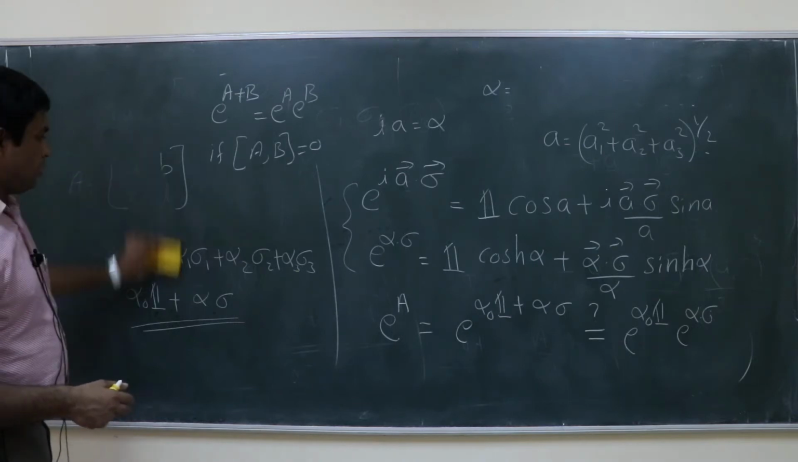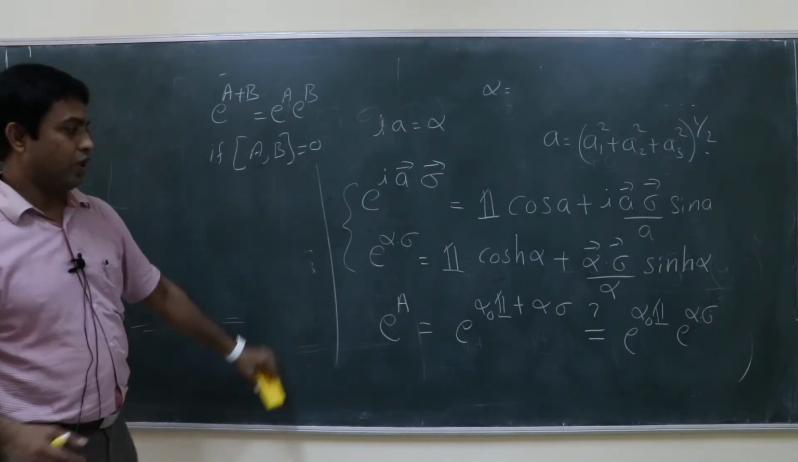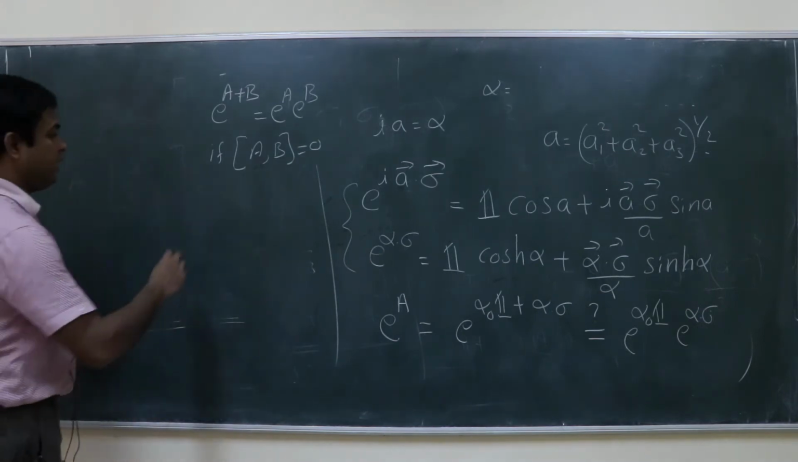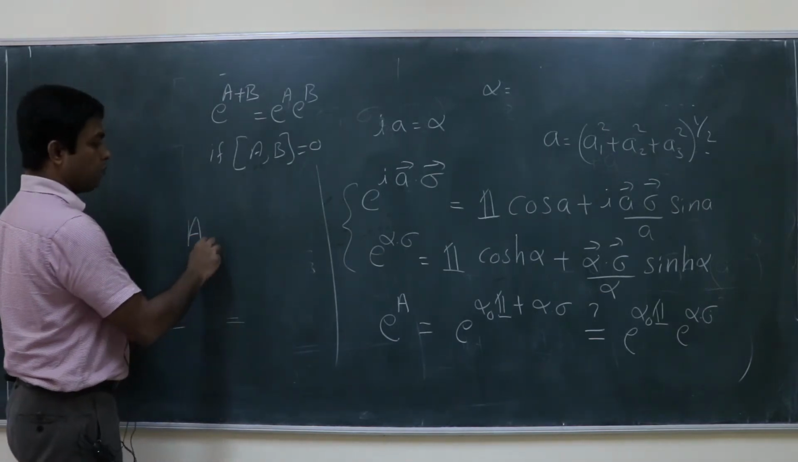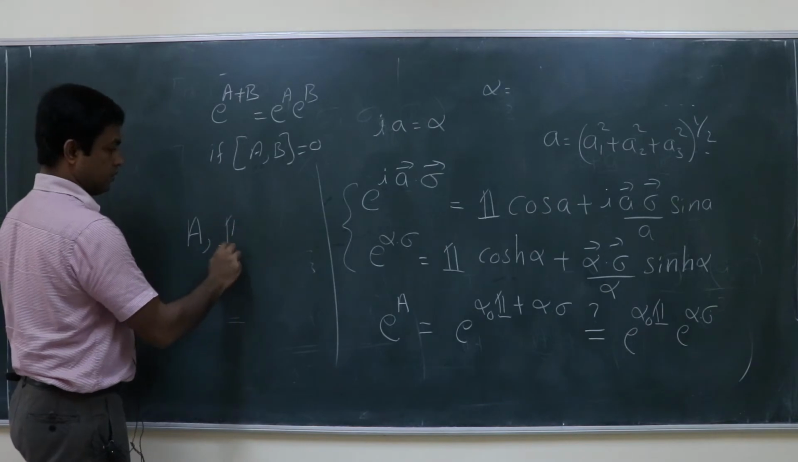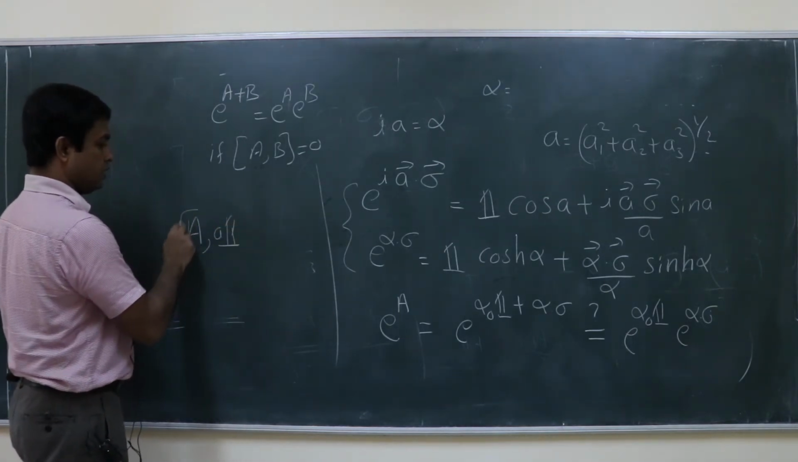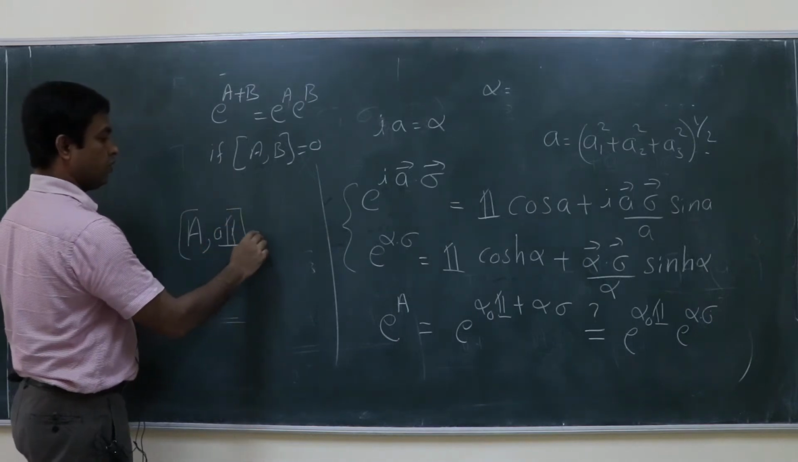Yes, sir. Because it's not an identity matrix here, not an operator. So you see, any matrix commutes with the identity matrix or some constant times the identity matrix. Okay, so it's always 0.